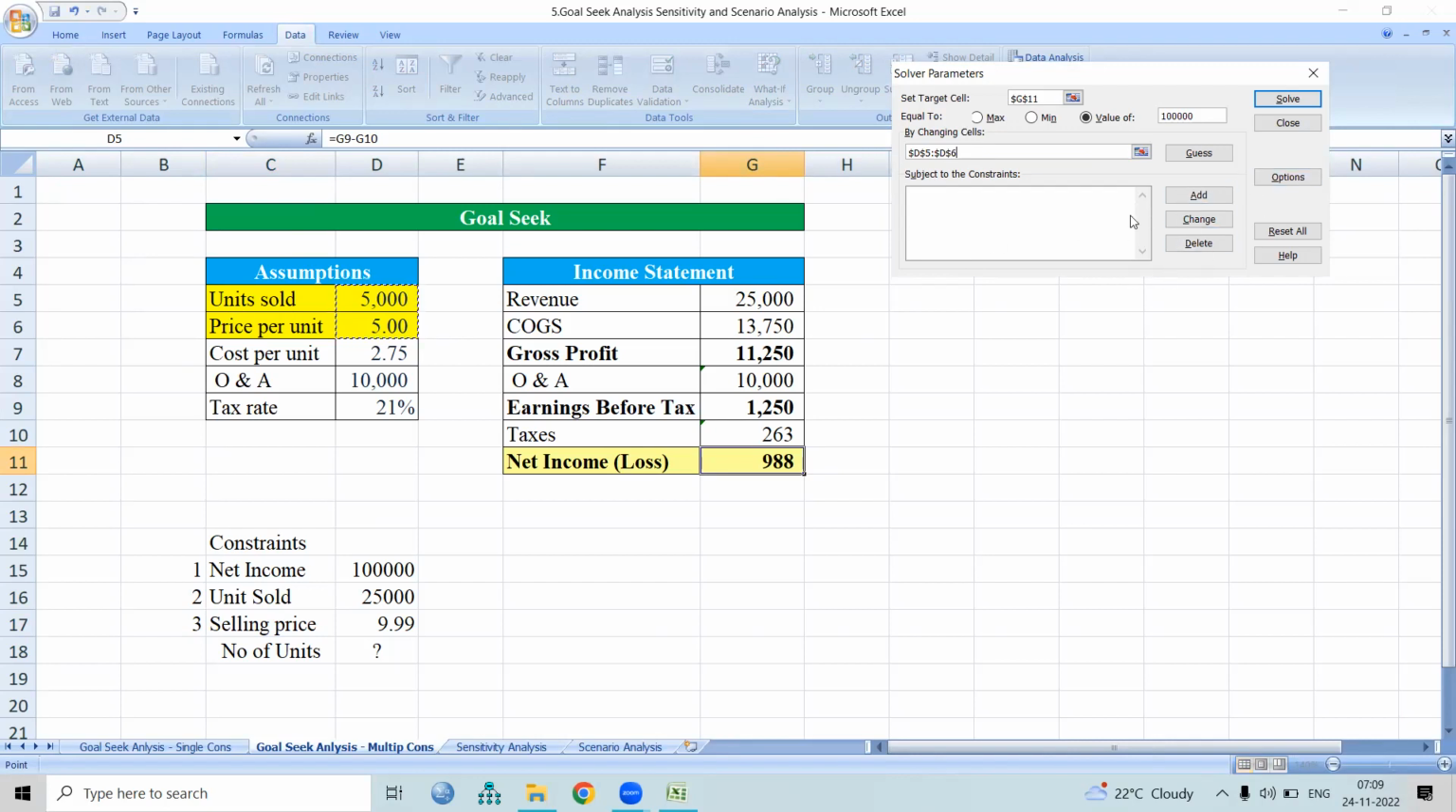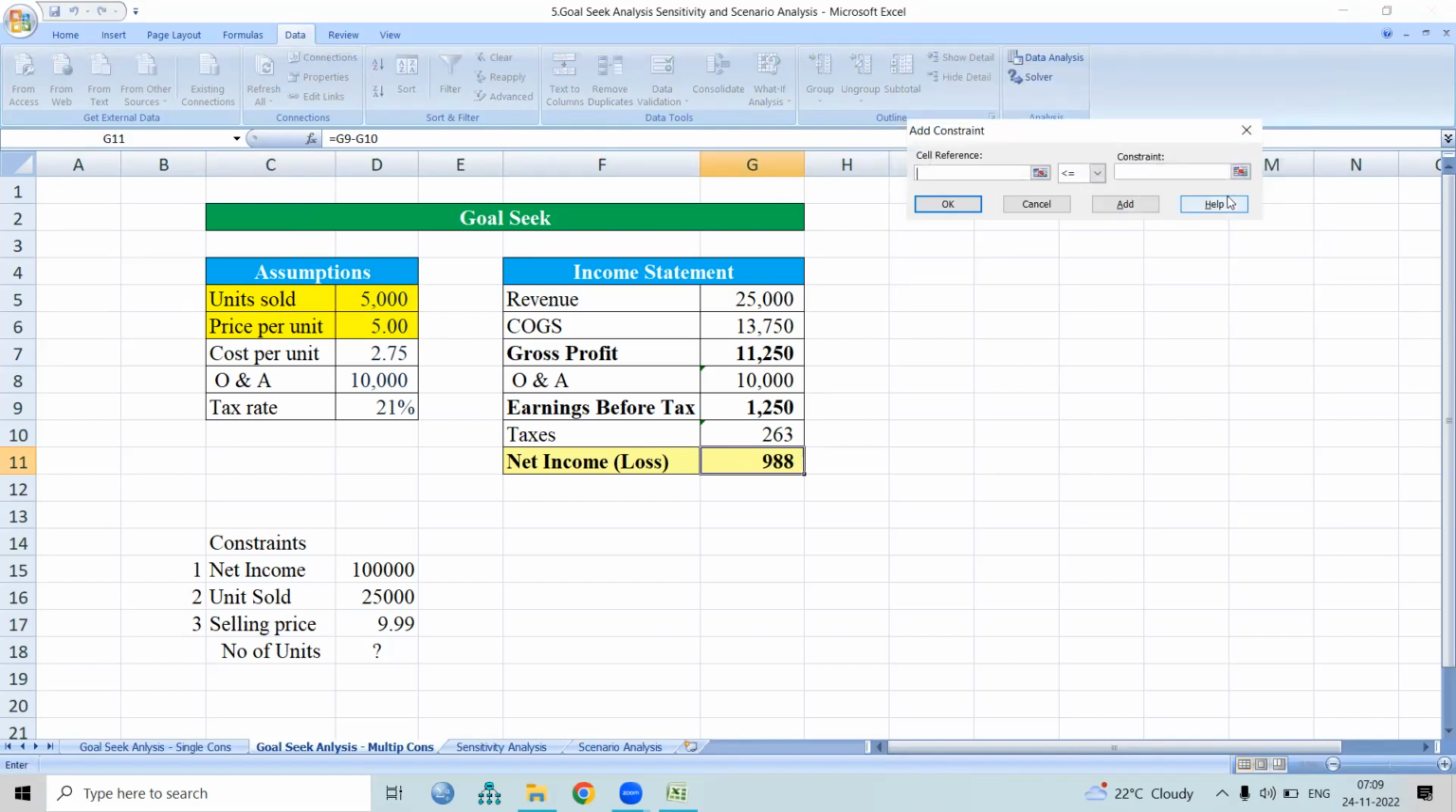We'll add the constraint now. How do you add the constraints? Click on this add button. Select the reference cell. So we say that whatever we get in D5 must be less than or equal to 25,000. The ceiling cap for the market demand is 25,000. Click on this add button. And the second case, price per unit should be less than or equal to 9.99. Click on this add button.